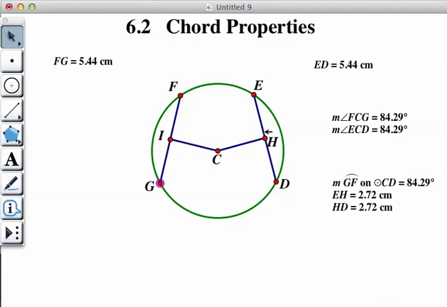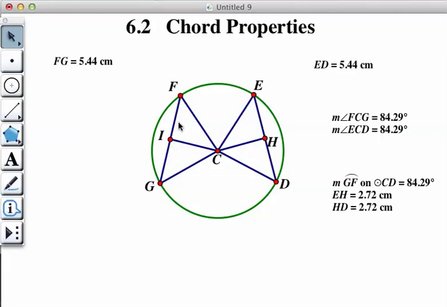Well, I know that they bisect. So if I put my triangles back out here, and remember, these chords FG and ED are both congruent, so these are the same measure. I just proved that this triangle is congruent to this triangle. Triangle CEH is congruent to triangle CDH. What about these triangles? Well, I know that this is a bisector. For the same logic that I used over here, we could show that triangle CFI is congruent to triangle CGI.